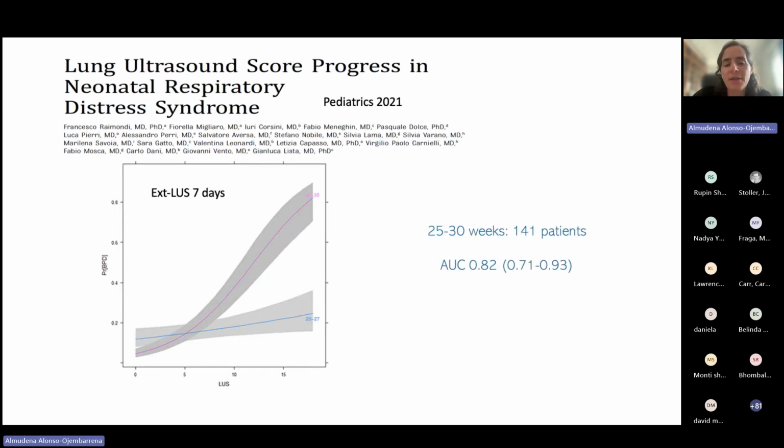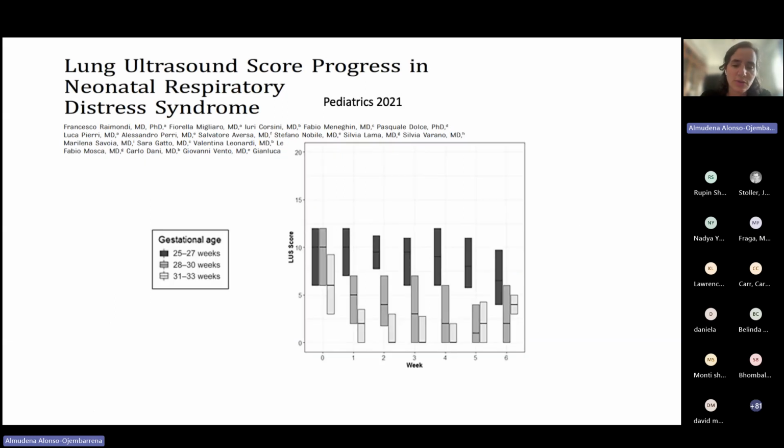This was confirmed by another multicenter study performed in many NICUs in Italy that included 141 infants at 25 to 30 weeks, and the extended lung ultrasound score at 7 days of life showed different risk of BPD in infants according to gestational age, as we described before. As infants born later than 28 weeks do have lower lung ultrasound scores after the initial phase of RDS, the higher the lung ultrasound score, the higher the risk of developing BPD. However, infants born at 25 to 26 weeks don't really have a high risk of BPD with high values of lung ultrasound score, because, remember, they have normal increased values of lung ultrasound scores, as we explained before. We can see this in this graph as well.